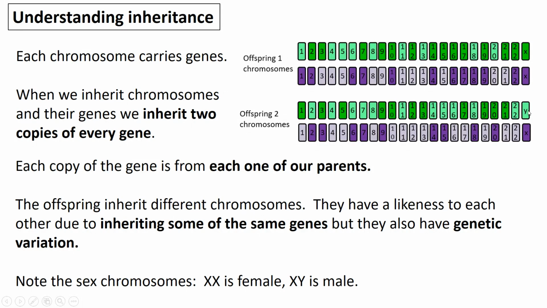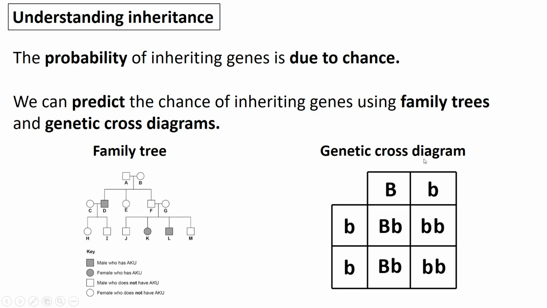So you can really clearly see a characteristic difference between those 2 offspring. And we can work out the probability of which genes are inherited when using genetic cross diagrams, and we can also look at family trees to help us predict more about the genetics of families and inheritance as well. Now, these are both examples of a family tree and a genetic cross diagram.